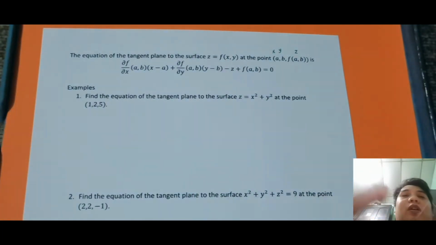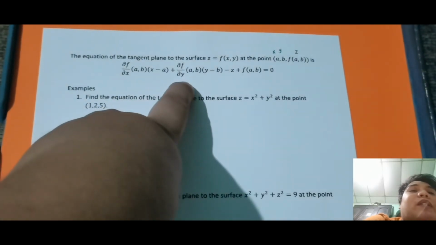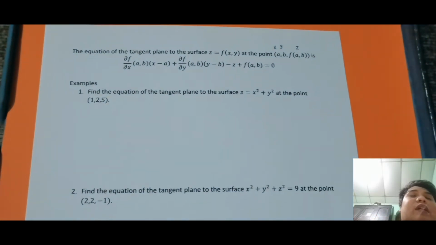So again, tatlo kukunin ko. Partial derivative with respect sa x at a comma b, partial derivative with respect sa y at a comma b, then f of a comma b. Okay, so yun yung gagawin natin dito.